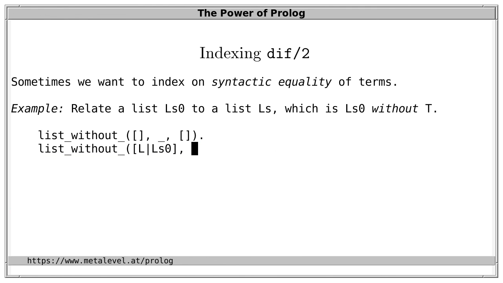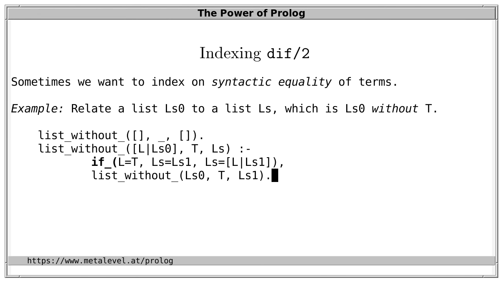So let's simply write all this as: the list ls is like the list in the first argument without t if, and now we use the predicate if_ with three arguments. If L is equal to t, then ls is equal to ls1, and otherwise ls is equal to the list with head L and tail ls1, and ls1 is like ls0 without t.